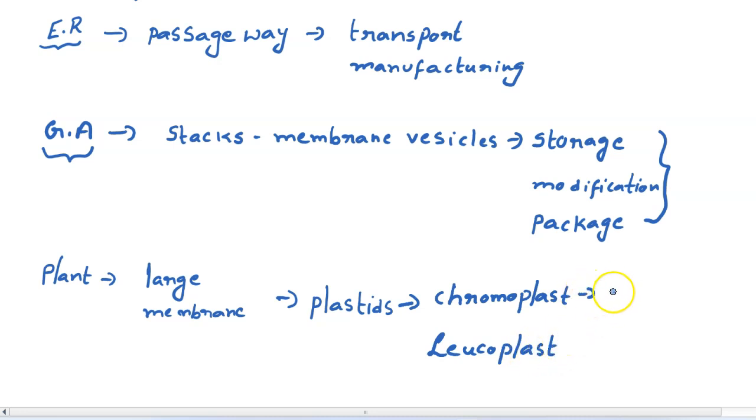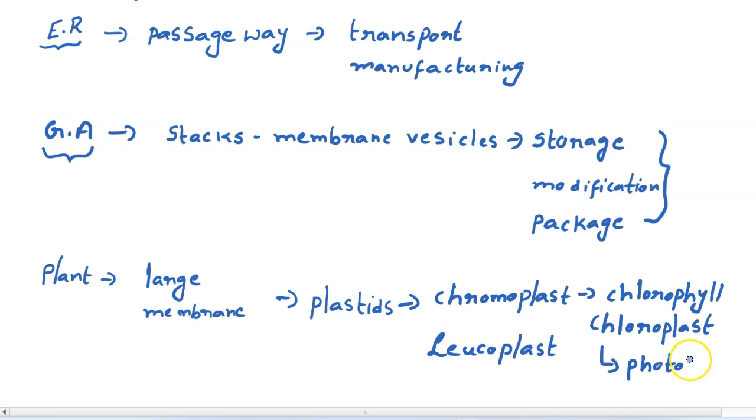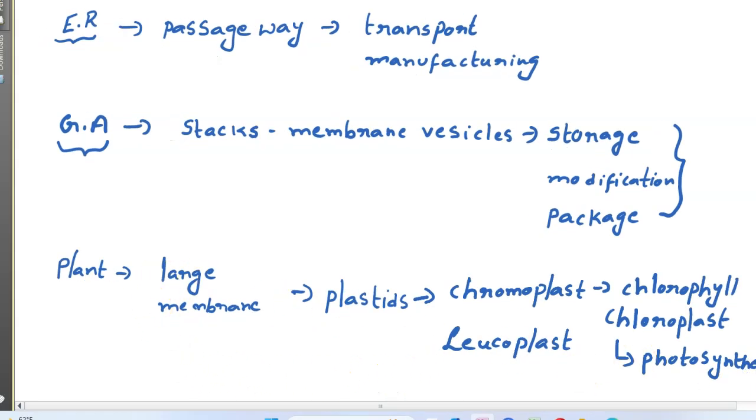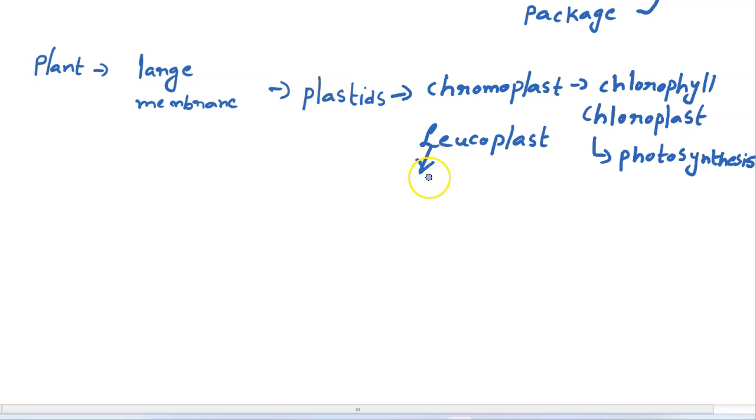When chlorophyll pigment is present in them, chromoplasts are known as chloroplasts. Chloroplasts are the cell organelles that are involved in photosynthesis. They help the plant cells to synthesize their own food. Now moving to the leucoplasts. Leucoplasts lack chlorophyll, but they are involved in storage of food.